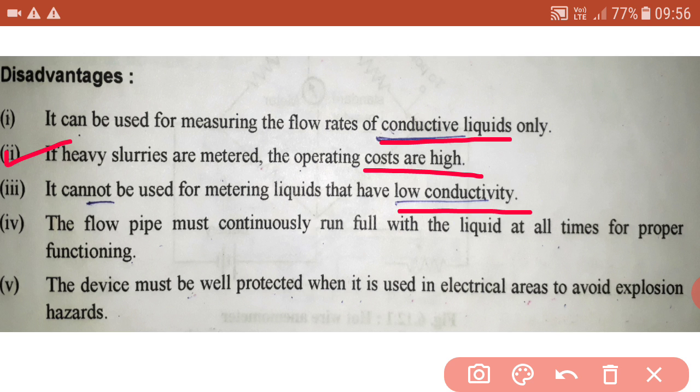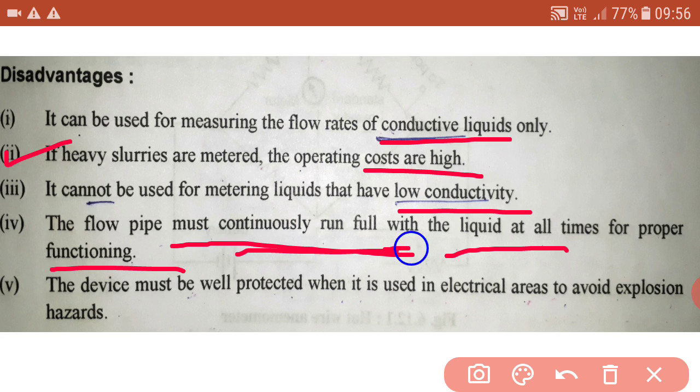The flow pipe must continuously run full with a liquid at all times for proper functioning. So this is also considered a disadvantage, because the pipe must continuously run full with the liquid at all times for proper functioning. It means if there is a break in continuity, then there may be a problem.